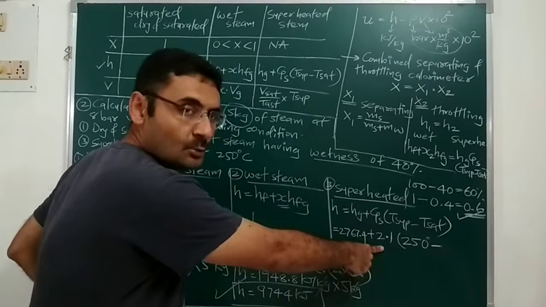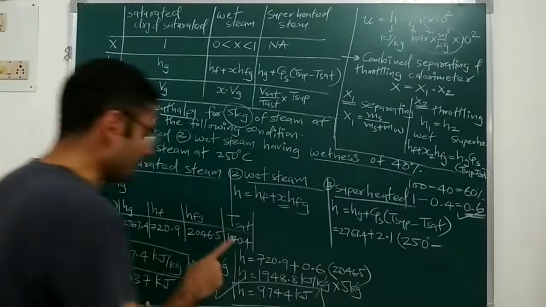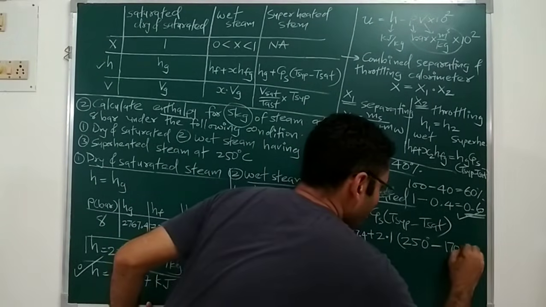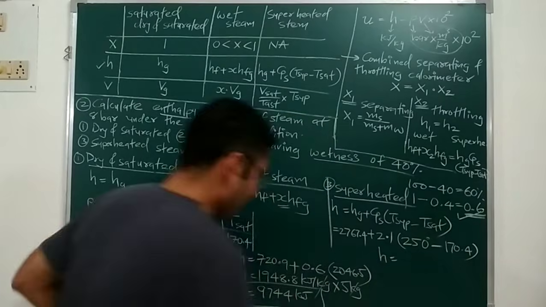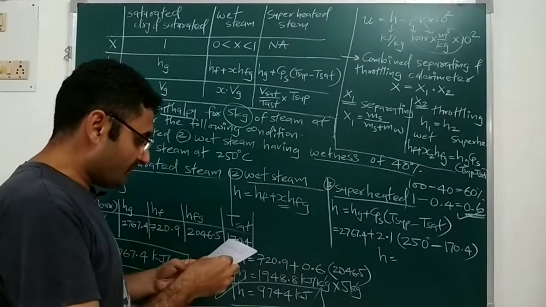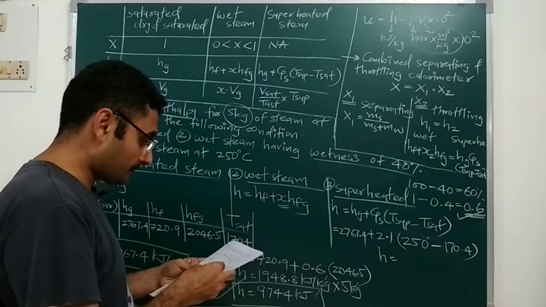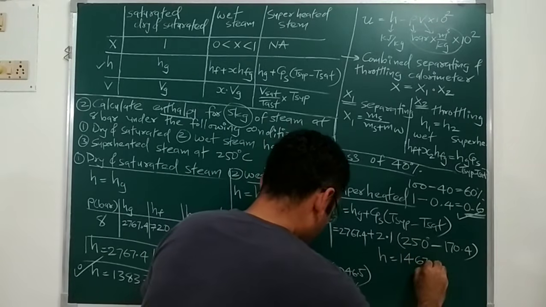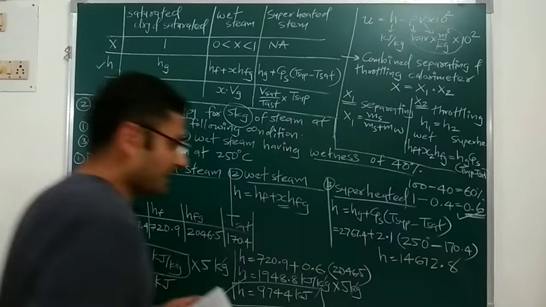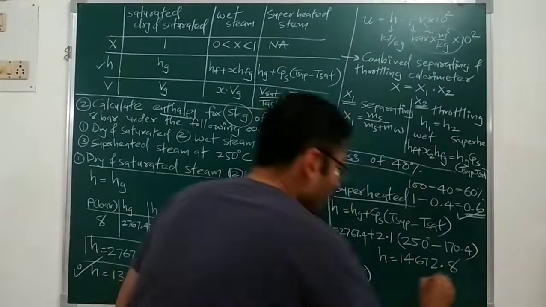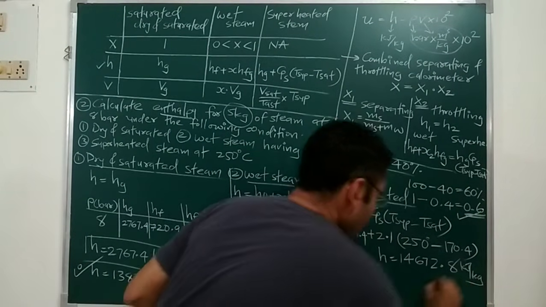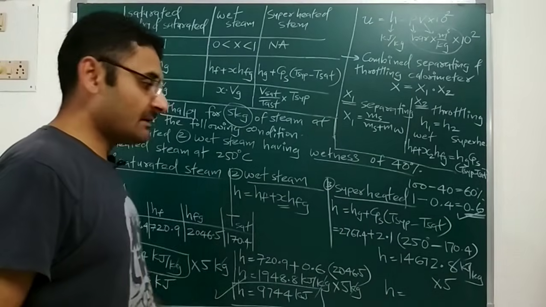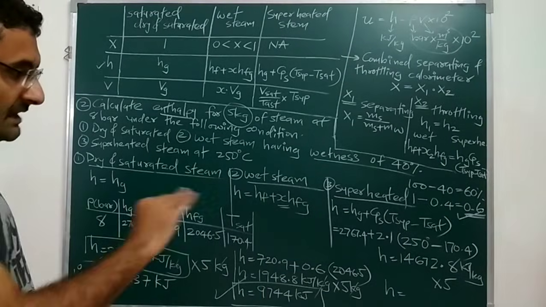The value of Cp you have to remember for steam is 2.1. T superheated is 250 and T saturated, that means in front of 8 bar pressure the temperature, is 170.4. So you will get the answer of enthalpy for 1 kg of steam, which is 2672.8 kilojoule per kg, and that answer you will multiply with 5 so that you will get the final answer. Whatever answer will be there, you can calculate and then you can write.